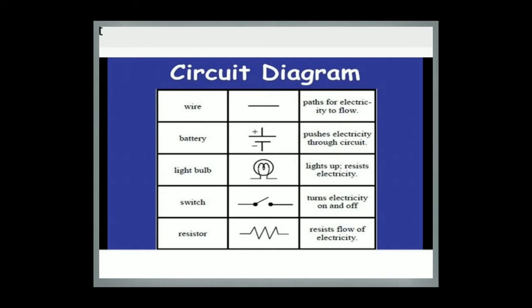In the third box we have the light bulb, this is the symbol. When the light bulb lights up, it resists electricity. When it glows, it means it resists electricity. For the switch, we have two options: the switch may be on, it may be off. And the last box is a resistor, this is the symbol of a resistor, which resists the flow of electricity.